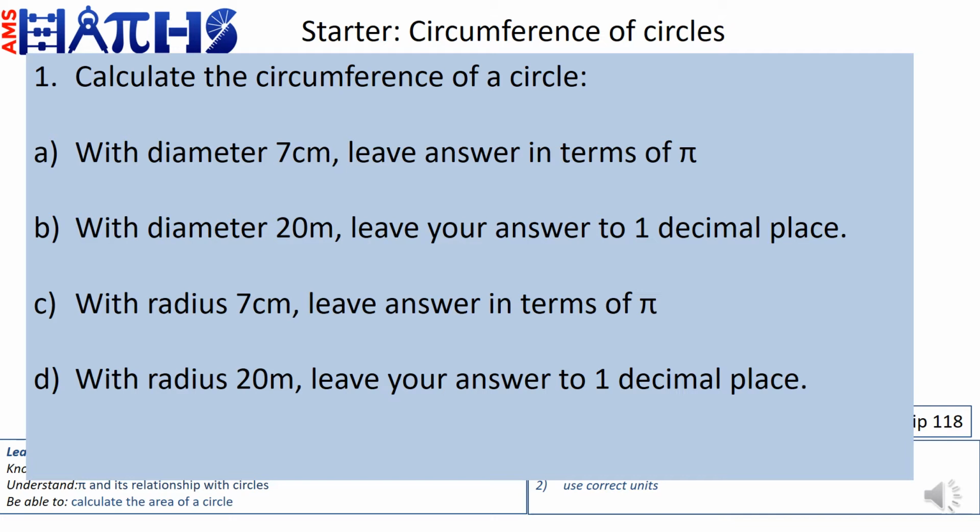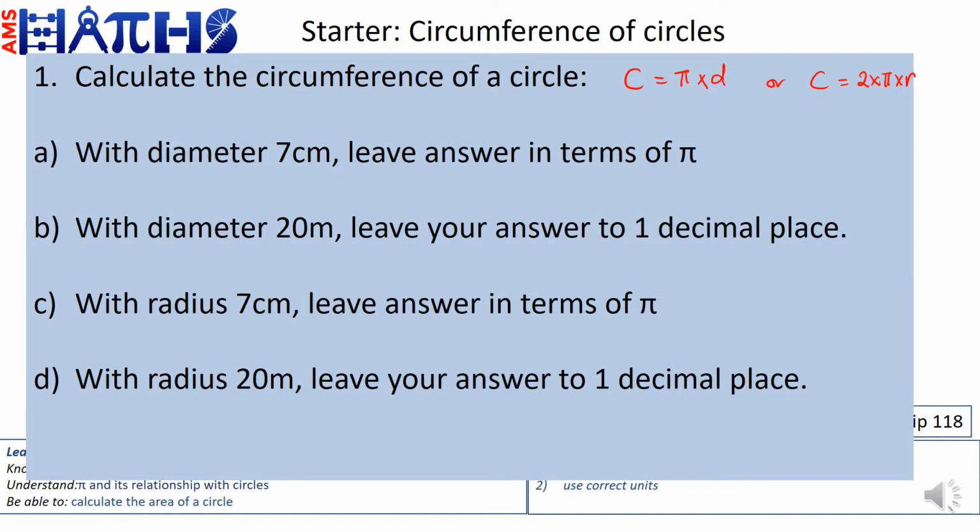Alright, so we need to calculate the circumference of a circle, and there are two formulas that we use. Either we use C is equal to pi multiplied by diameter when the diameter is given, or we use C is equal to 2 times pi times radius, when the radius is given.